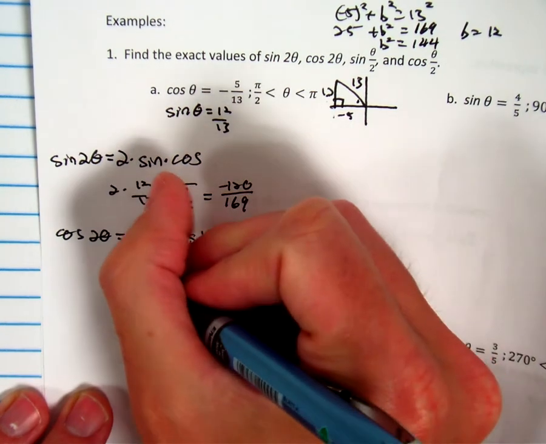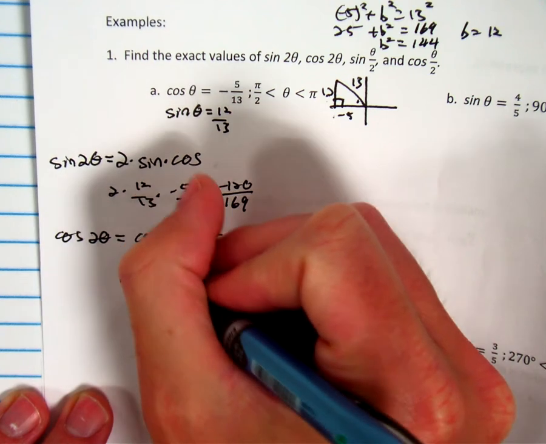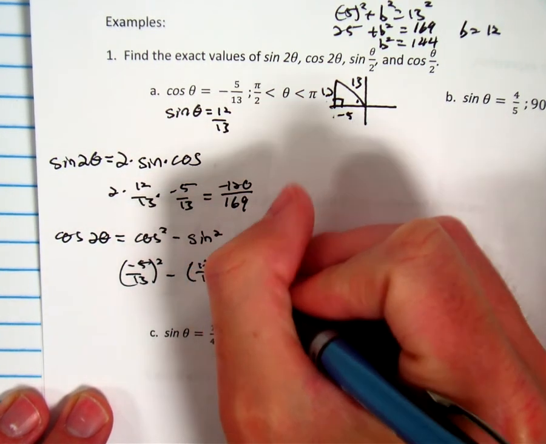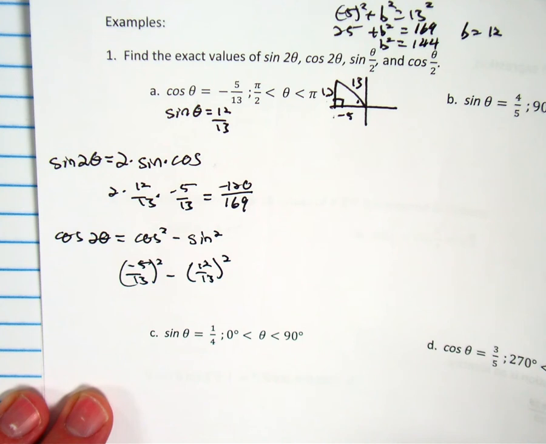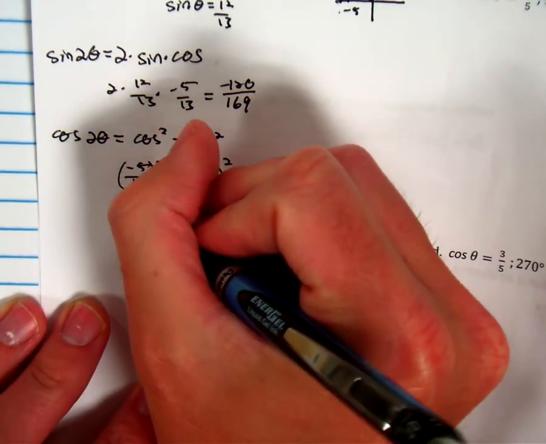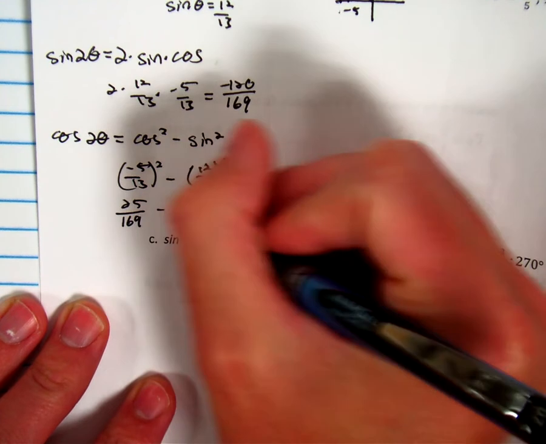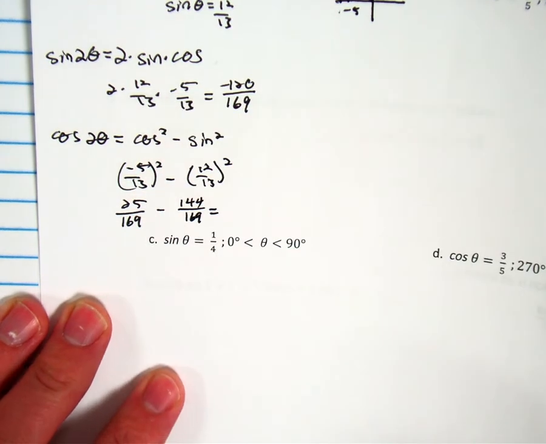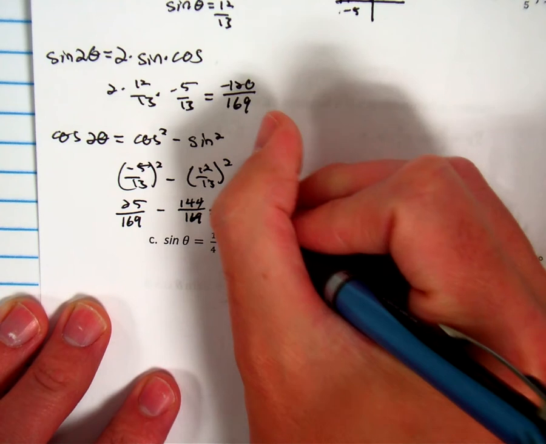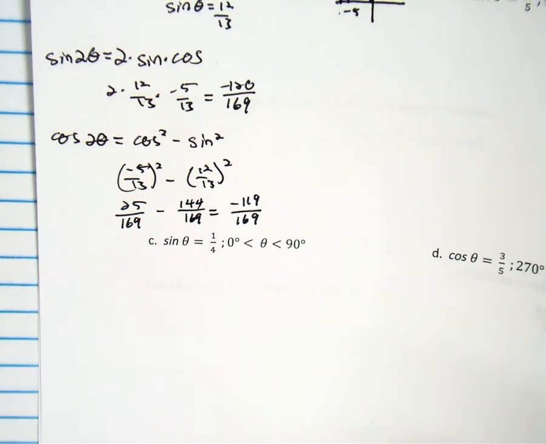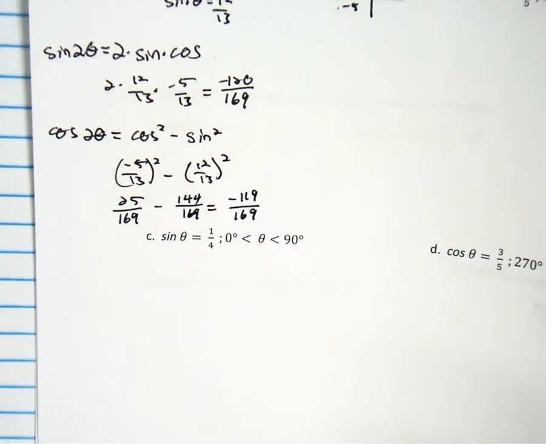All right, cosine is negative 5/13, so negative 5/13 squared minus 12/13 squared. Okay, negative 5 squared is positive 25 over 169 minus 144 over 169. 25 minus 144 is a negative 119 over 169. And that should not reduce. I'm pretty sure 119 is prime.